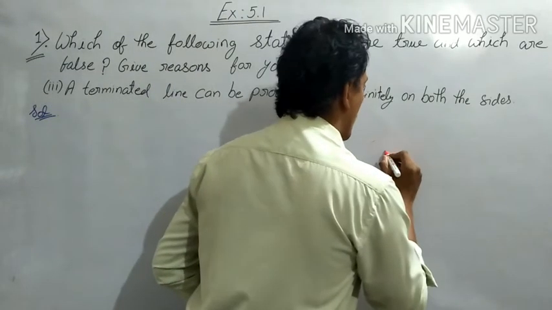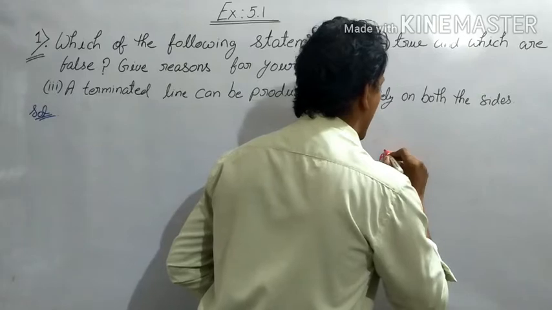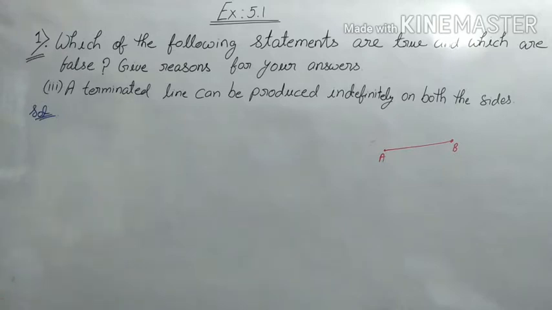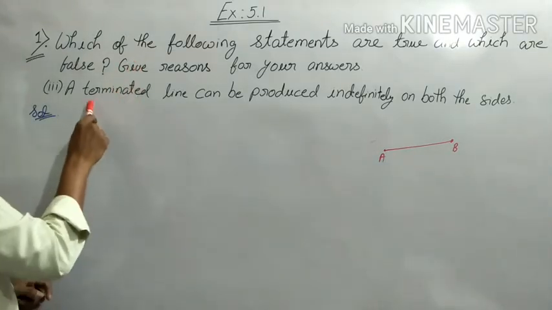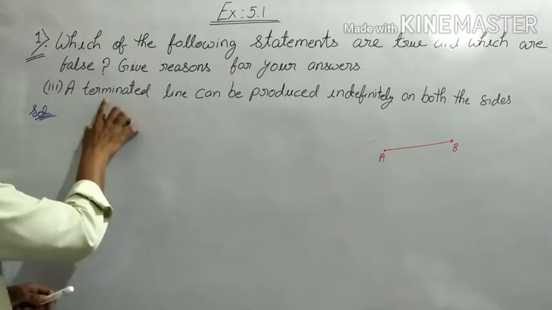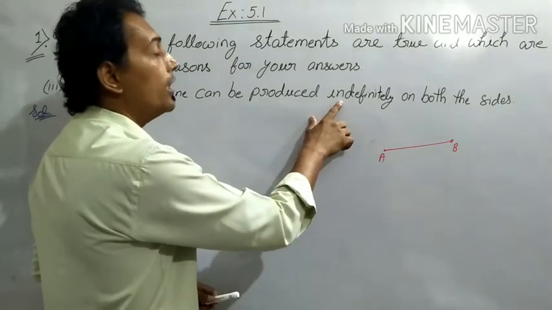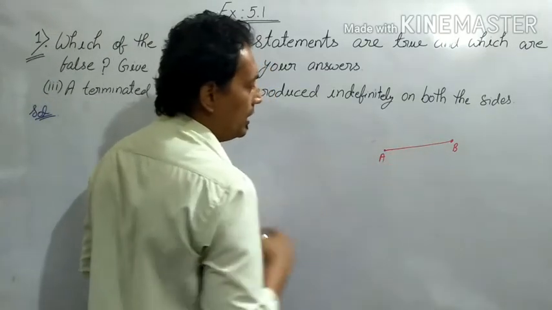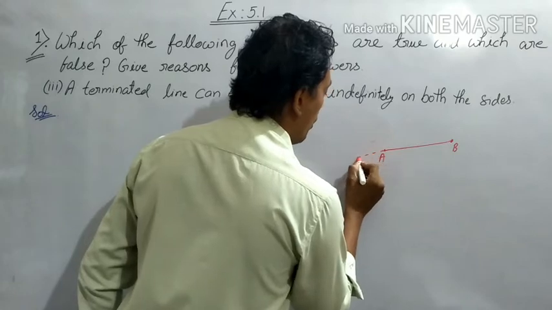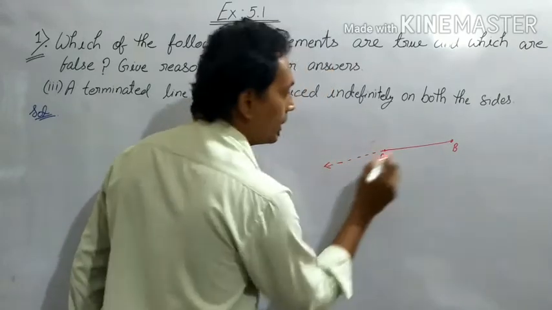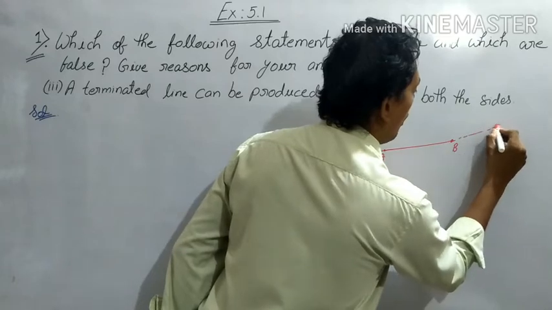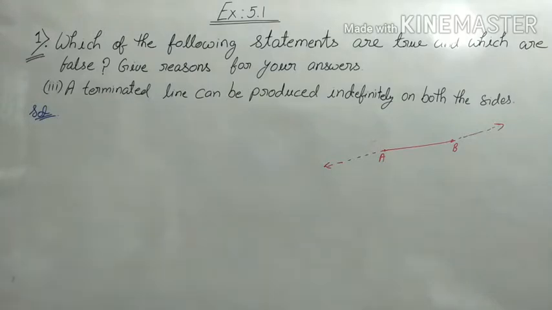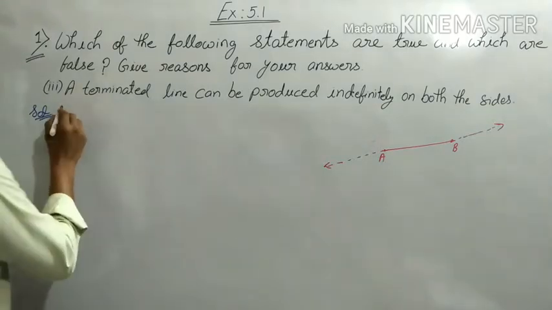So let's draw a line segment. Let's take a line segment AB. This is the line segment AB, which Euclid called a terminated line. It says a terminated line can be produced infinitely on both the sides. So we already know this line segment AB can be produced on both the sides infinitely, or indefinitely. In this case, student, this statement is actually true.